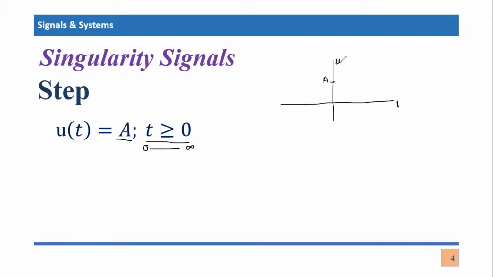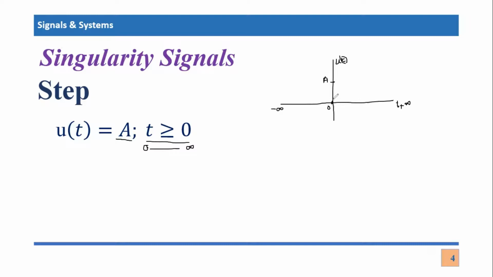This is the time axis, and this is the value of the signal, our u of t. Its amplitude will be equal to A whenever time is equal to 0 or greater than 0. It starts somewhere from minus infinity and goes to plus infinity; this should be the complete time domain, though usually we have a limited signal. This is time equals 0, so the signal will have a value equal to A.